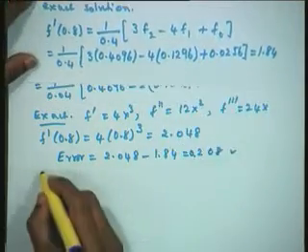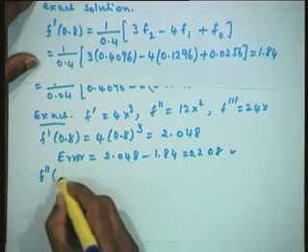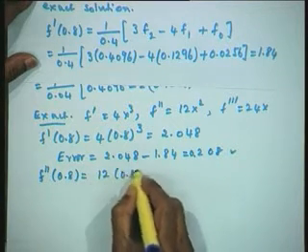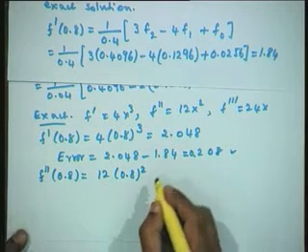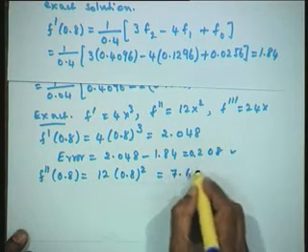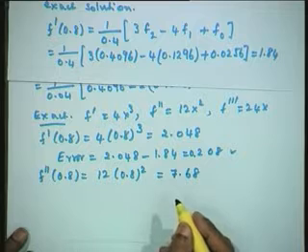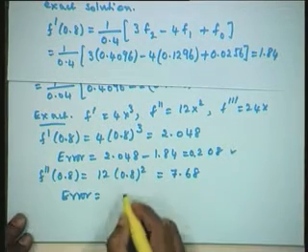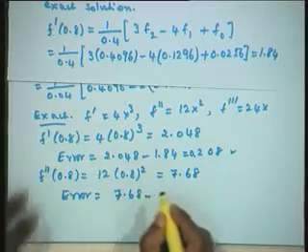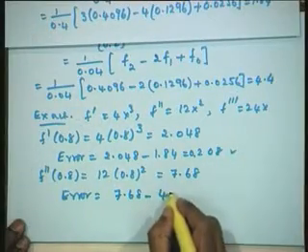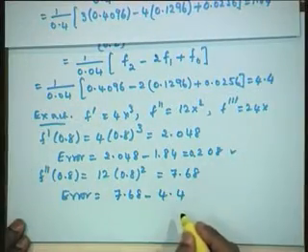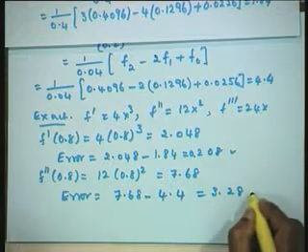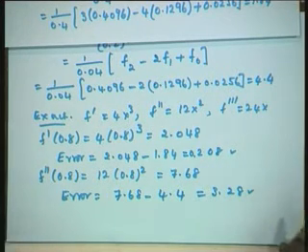Now, let us find the exact solution for the second derivative at f 2, that is 12 into 0.8 whole square, this is 7.68. The error in this case is the exact solution 7.68 minus the numerical solution that we have got, 4.4. Therefore, the error is 3.28. These are the actual errors in the problem.